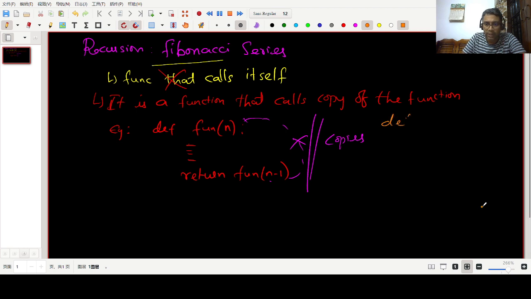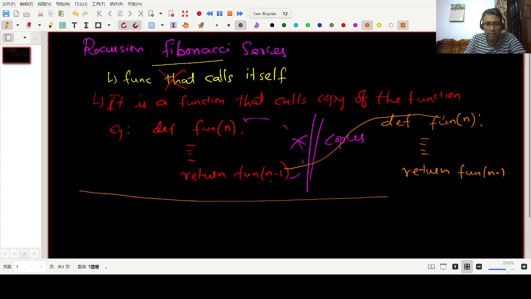So basically, it will recreate the function, return of function of n minus 1. So when a function is called, it will call a duplicate function. It makes a copy and calls the function.